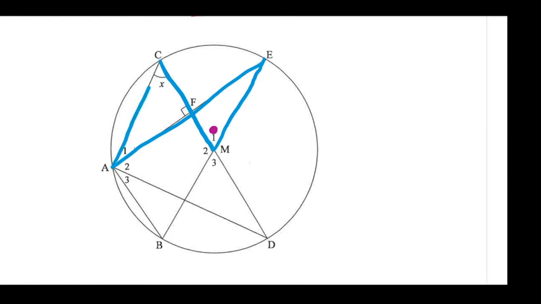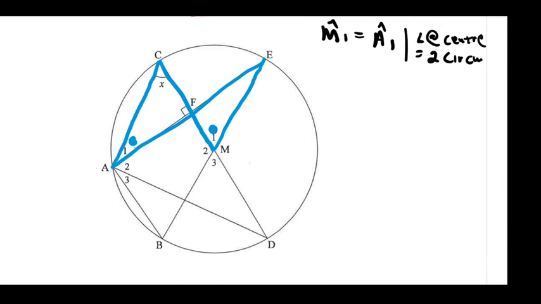So it's theorem 3. I hope you guys can tell now. Theorem 3. Angle from the center to the circumference, right? So that's the first part. We can say M1 is equals to angle A1, right? Angle at center is equals to twice its circumference.